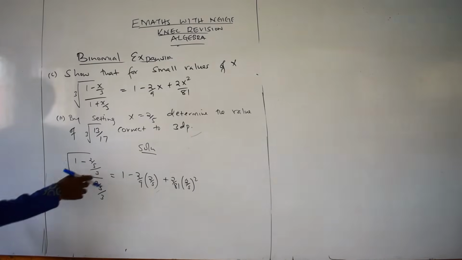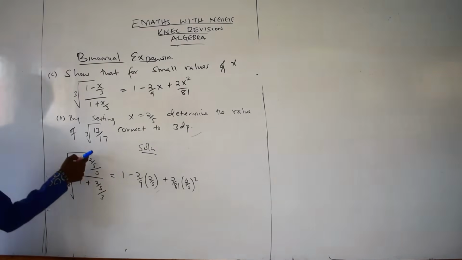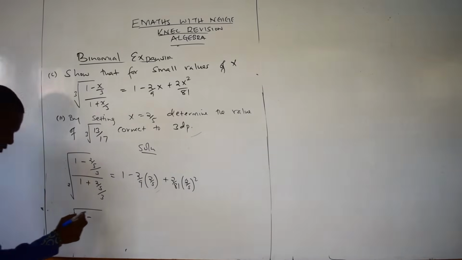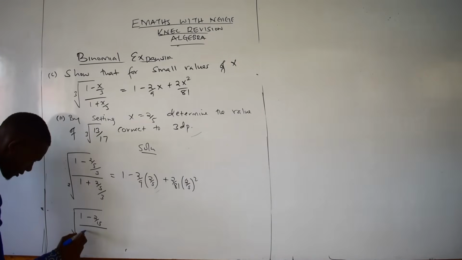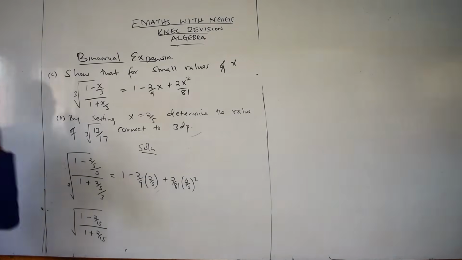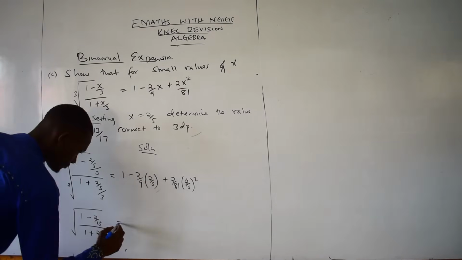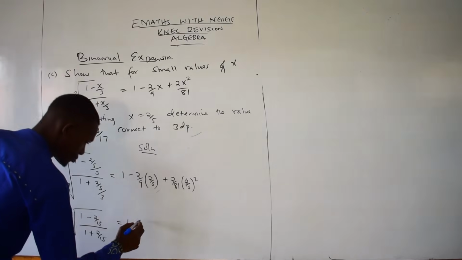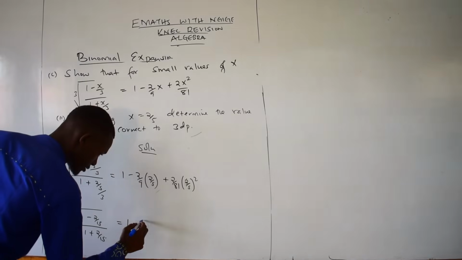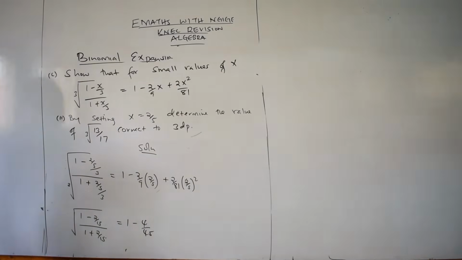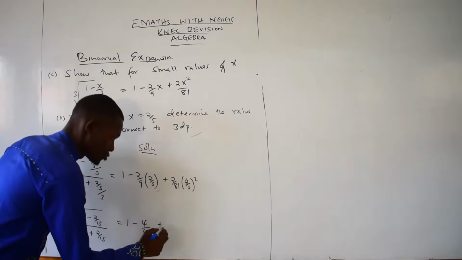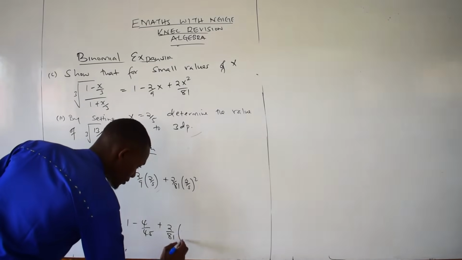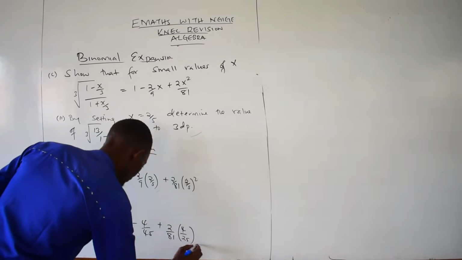Now simplify that part. We have 1. Now you have a fraction and a constant here, so it's the same as 2 over 15. You can say it is 1 minus 2 over 15 over 1 plus 2 over 15 equals 1 minus 2 times 2 is 4, over 45, then plus 2 over 81, then we have 4 over 25.